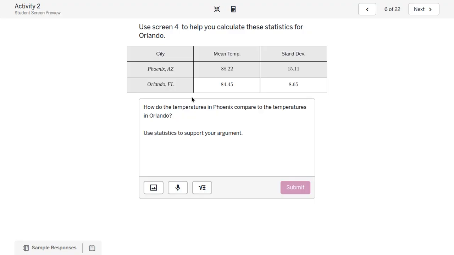So in our arguments, we want to include what did we use to compare them, and if we want to further support our argument, we can include those numbers. So saying if I did compare Phoenix to Orlando, saying Phoenix tended to be a warmer place because its mean temperature was 88 degrees Fahrenheit, while Orlando's mean temperature for the year 2021 was 84 degrees Fahrenheit. So we can use this data and those specific numbers to help support our argument.